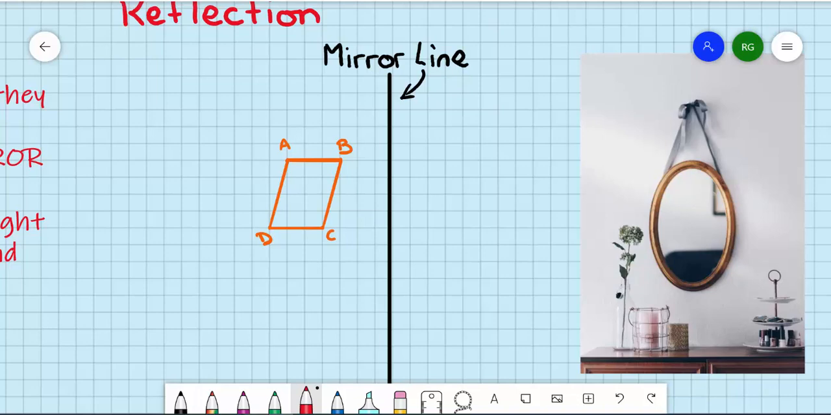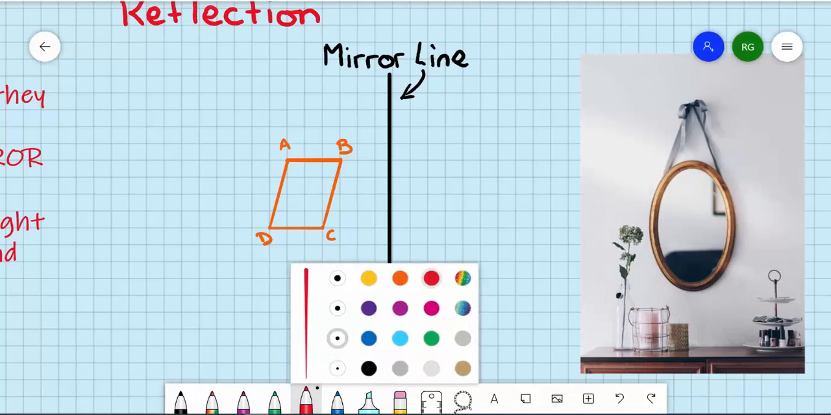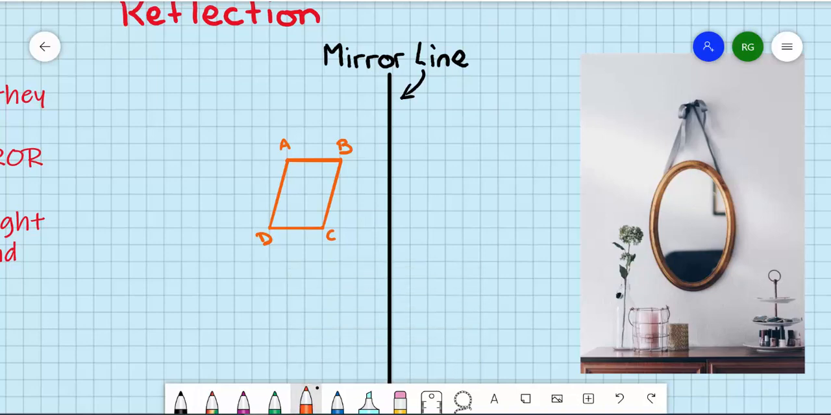You can think of it in real life. If you stare at a mirror, it appears that you are an equal distance away from the mirror. As soon as you take a couple of steps back, in the mirror reflection you appear to also be taking a few steps back. So I'm going to give this a go just by hand drawing.